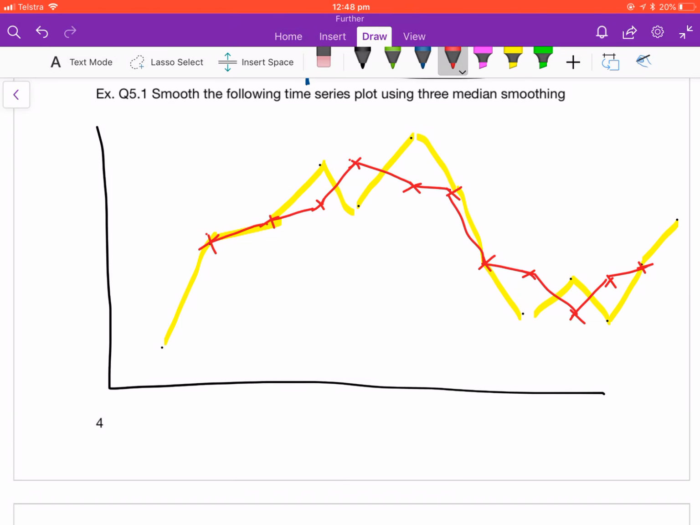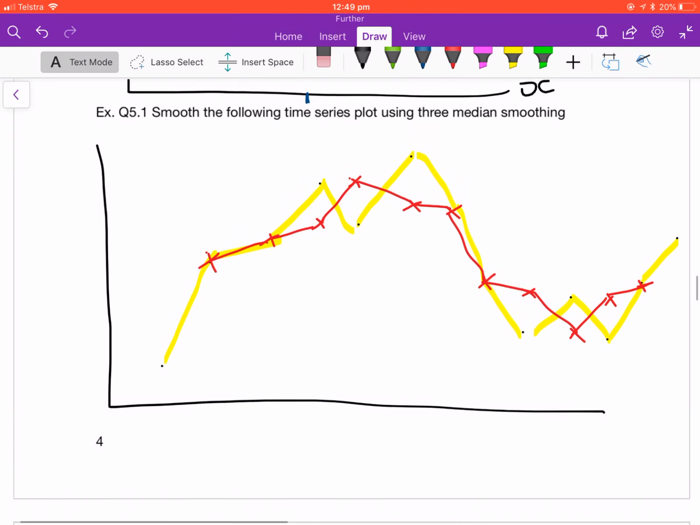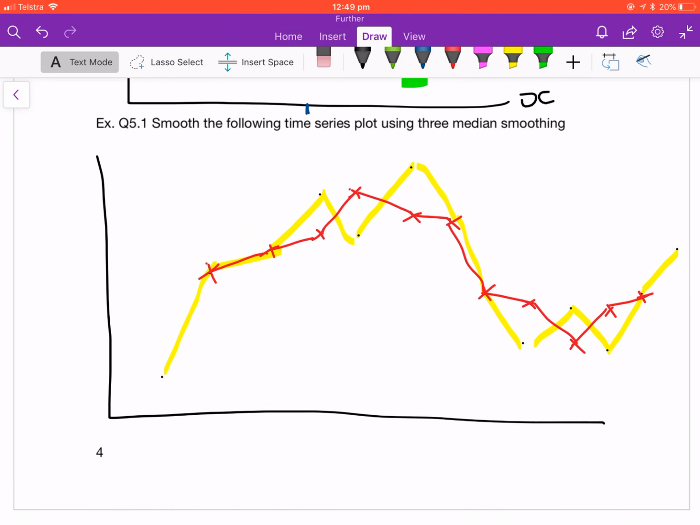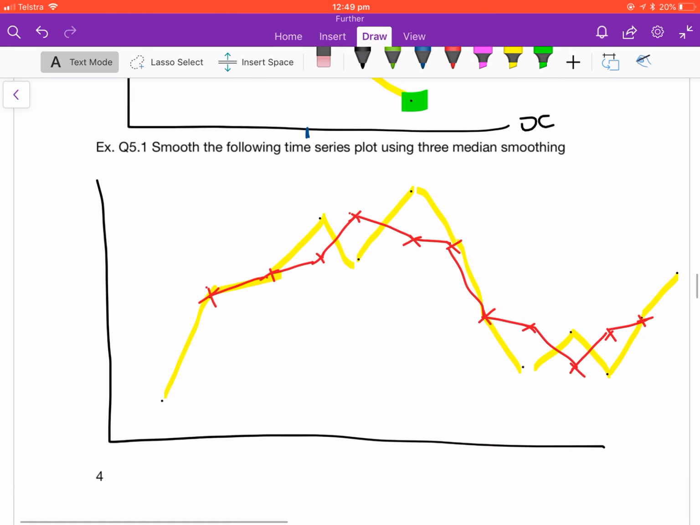So the big peaks, it no longer goes as high, and those big drops, it no longer goes as low. It's been smoothed out slightly. So that's the aim of smoothing. Basically, just smooth your time series plot. So that's how you do it. Example with 3 median smoothing. So that's it for lesson 5.2.